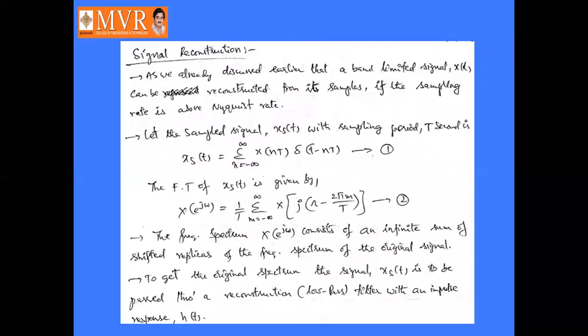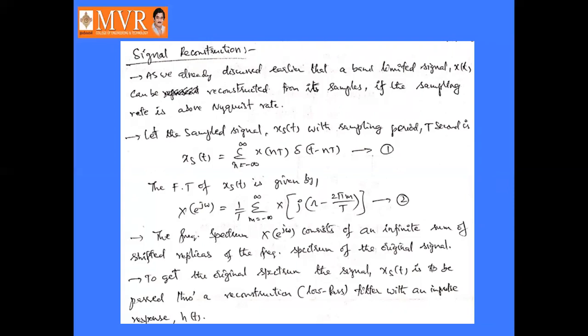Let the sampled signal x s of t, with sampling period T seconds, be x s of t equal to the sum over n from minus infinity to infinity of x of nT into delta of t minus nT. Let this be equation number 1. Now taking the Fourier transform of this, the Fourier transform of x s of t, X s of e power j omega, is equal to 1 by T into the sum over n from minus infinity to infinity of X of j omega minus 2 pi n by T.